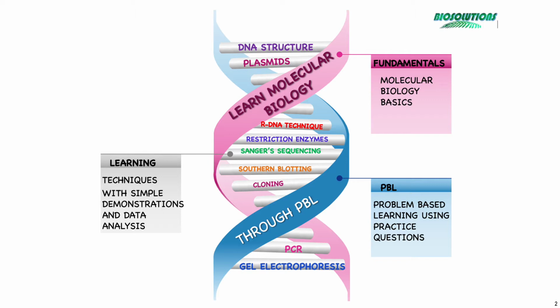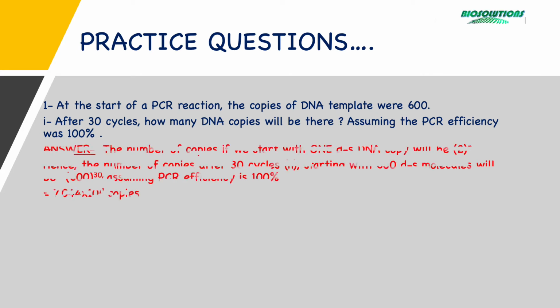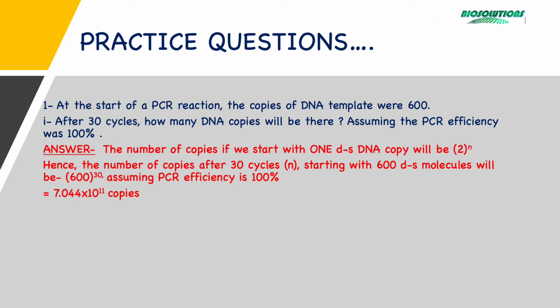But before we begin, let's quickly have a look at the answers of our last tutorial's problems on how to assemble a PCR reaction. So here, for the first question, we know that the number of DNA copies made by 30 PCR cycles will be 2 raised to the power 30, if we begin with one molecule of double-stranded DNA and assume that the PCR reaction ran with 100% efficiency. Hence, for 600 DNA molecules, it will be 7.044 into 10 to the power 11 copies after 30 cycles.